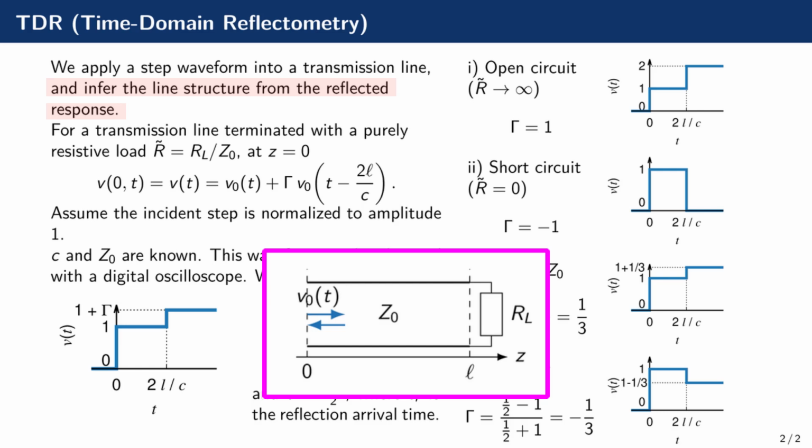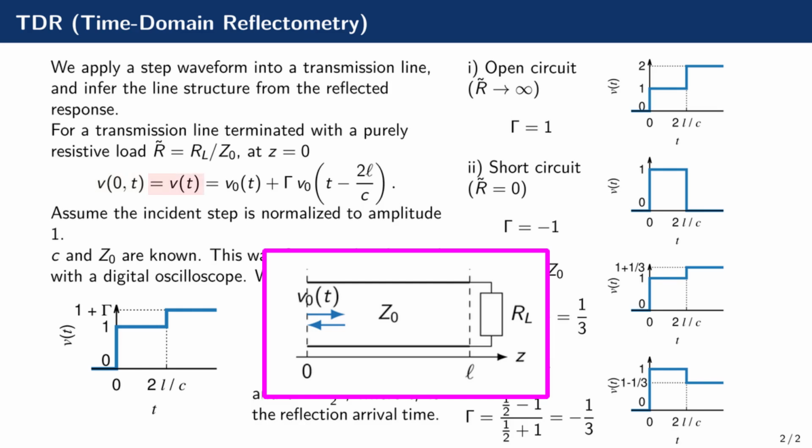From that response, we estimate what is connected at the end of the line and, more generally, what kind of structure the line has. That is the basic idea of TDR. As an example, consider a line of length L, terminated only by a purely resistive load R sub L. Let the normalized resistance be R tilde. Then at Z equals 0, the observed voltage is V of 0, t, which we simply write as V of t.